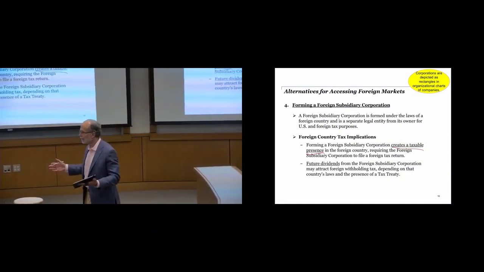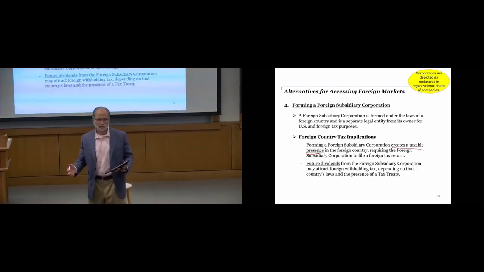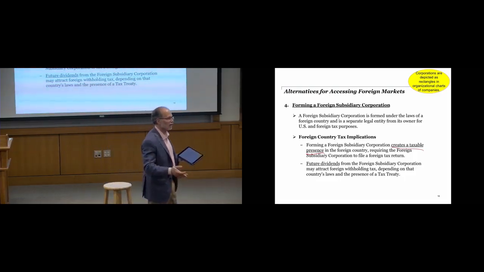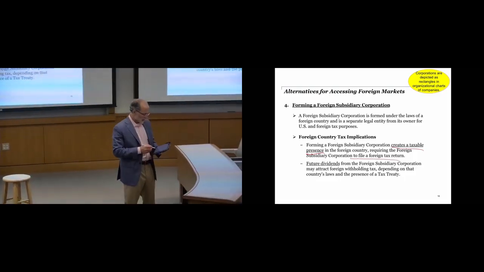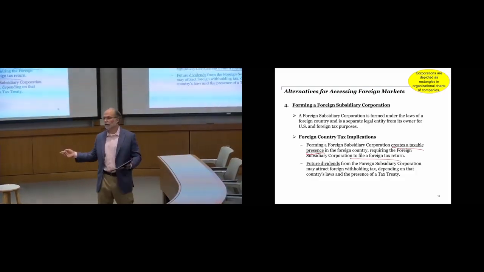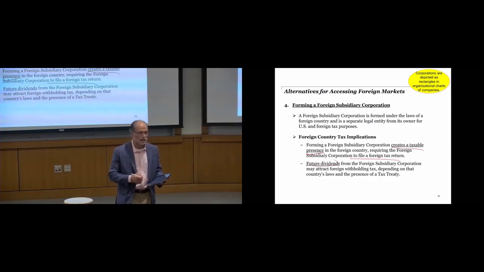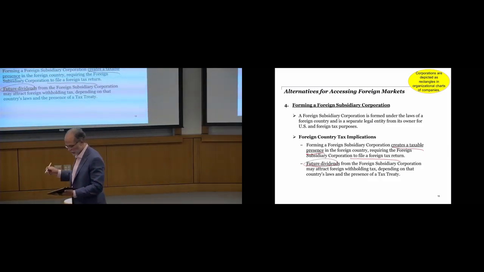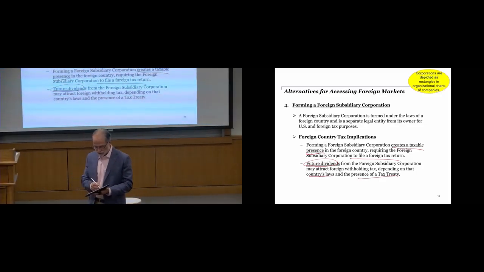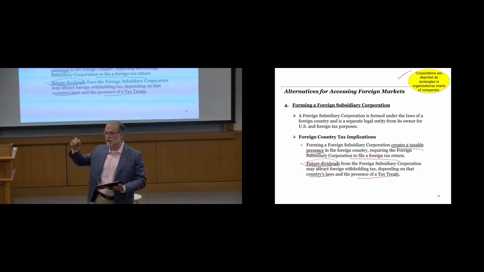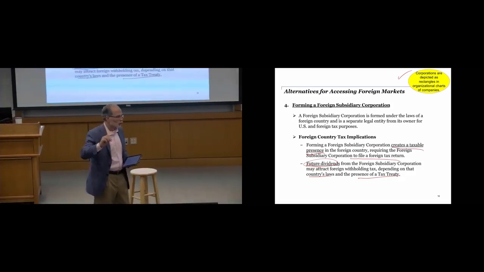There's no ifs, ands, or buts. We don't look at what the entity is doing or any of those things. That entity is a taxpayer by being formed under foreign country law. And so that requires the filing of a foreign tax return, reporting your results in there. So you have to maintain separate books and records. Future dividends from the foreign corporation may attract foreign withholding tax depending on that country's laws and the presence of tax treaties. Corporations are depicted as rectangles or boxes or squares in organizational charts.